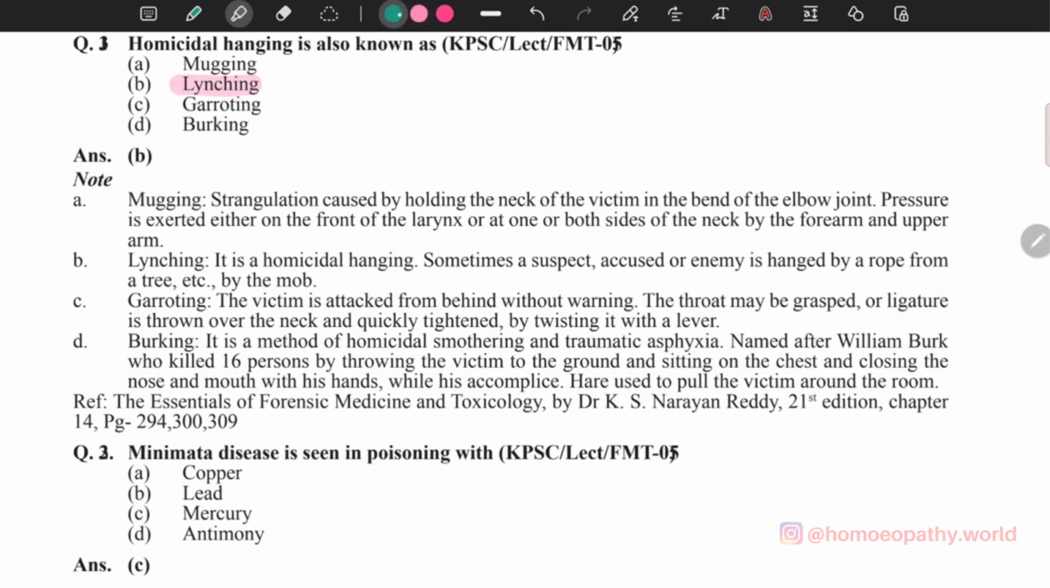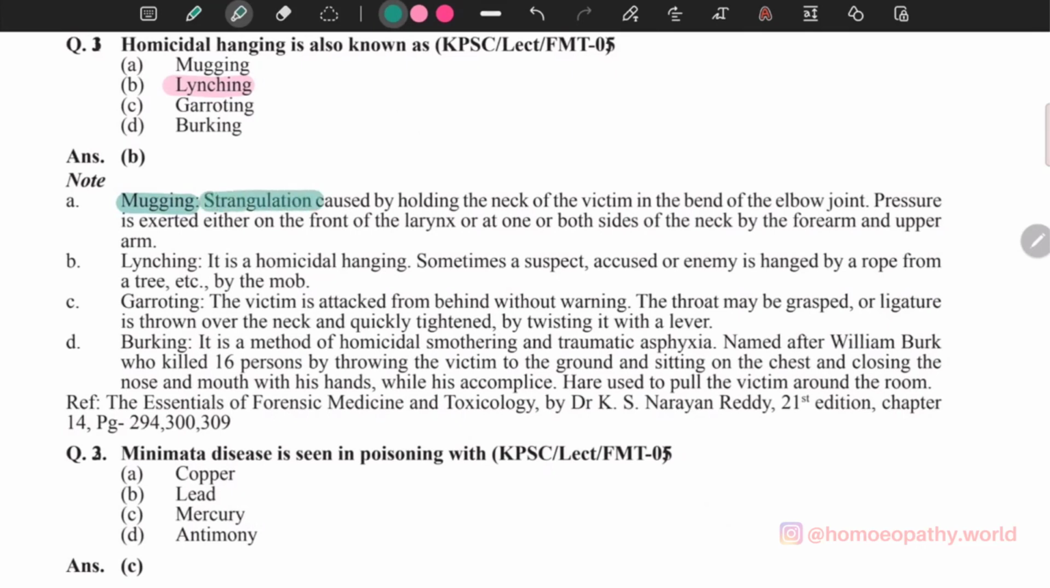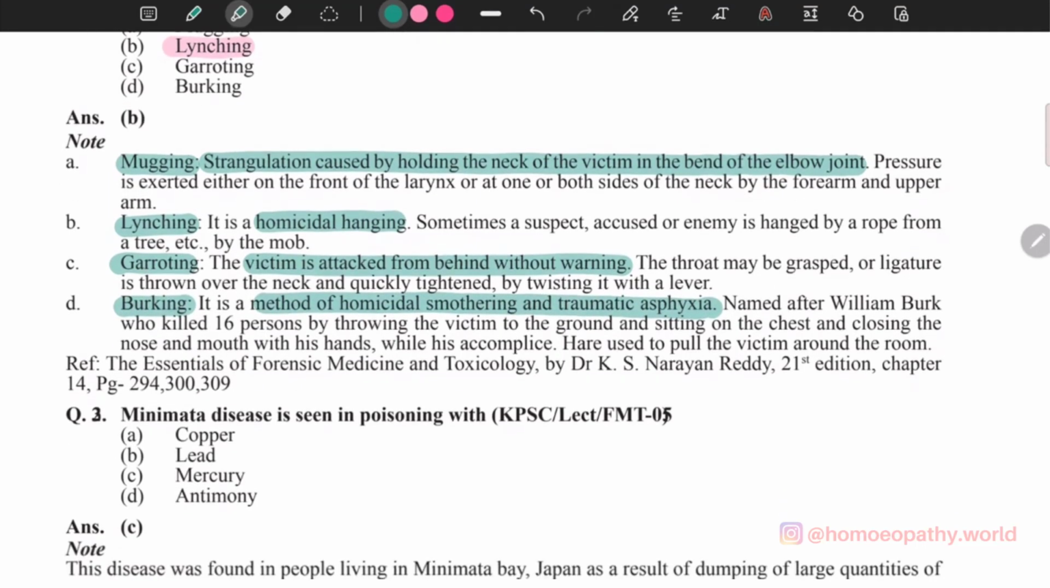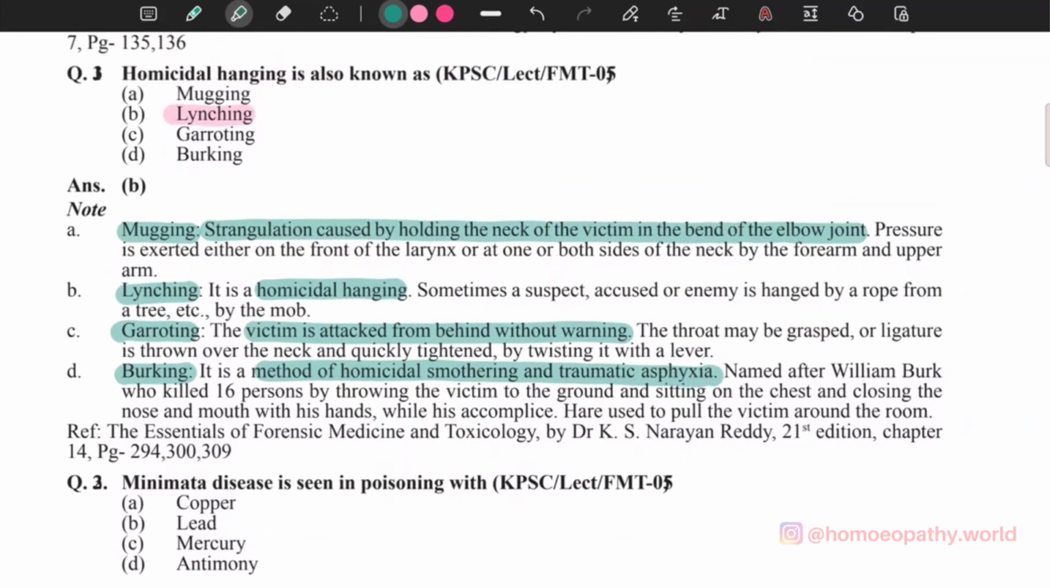Lynching. So let's see what the other different terms given here are. Mugging is strangulation caused by holding the neck of the victim in the bend of the elbow joint. Lynching is homicidal hanging. Sometimes a suspect, accused, or enemy is hanged by a rope from a tree by the mob. That is known as lynching. Garroting is when the victim is attacked from behind without warning. That is known as garroting. And burking is a method of homicidal smothering and traumatic asphyxia. So you should know all these terms so that you know which one is correct from the above. Okay.